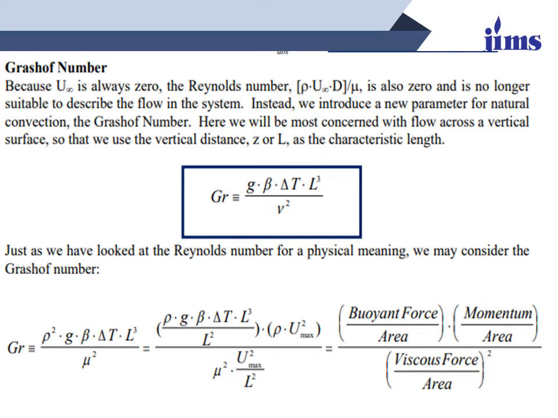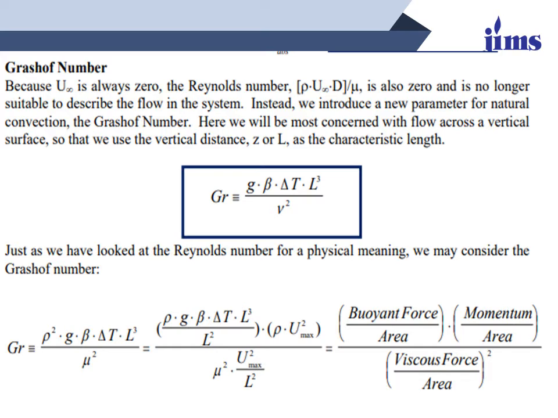The Grashof number is generally used in free convection because U infinity is always 0. The Reynolds number, rho U infinity d by mu, is also 0. So it is no longer suitable to describe the flow in the system. Instead, we introduce a new parameter for natural convection known as the Grashof number. Here we will be most concerned with flow across a vertical surface, so we use the vertical distance Z or L as the characteristic length.